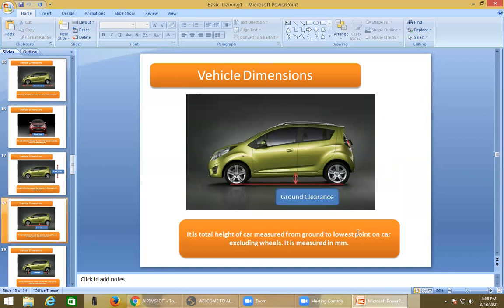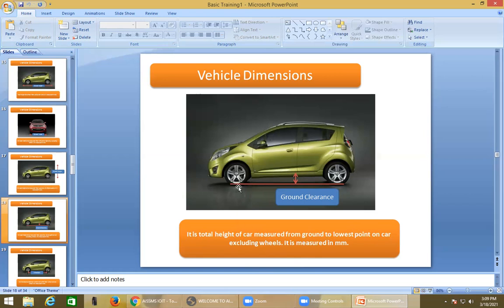Then what is ground clearance? It is the total height of the car measured from the ground to the lowest point of the car, excluding the wheel. It is measured in terms of millimeter. See, the height of the tire is excluded. Here the ground clearance means the total height of the car measured from the ground to the lowest point of the car, excluding the wheels.